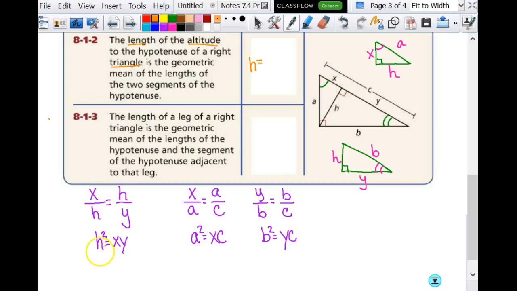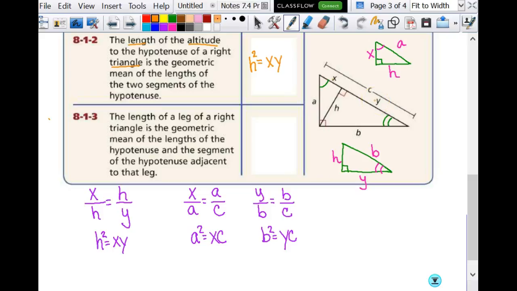And look what we have here. h squared equals x times y. So h squared equals x times y every single time. If you have an altitude drawn to the hypotenuse of a right triangle, then since the altitude is the geometric mean of the two pieces, that means the altitude squared equals piece times piece every single time.